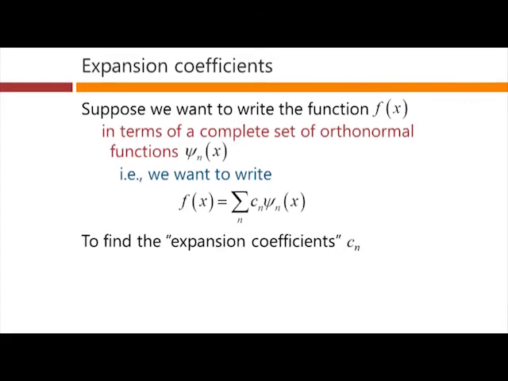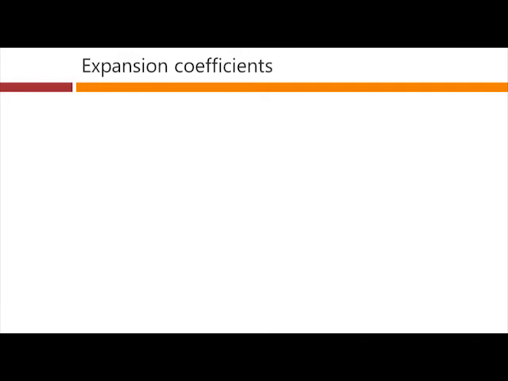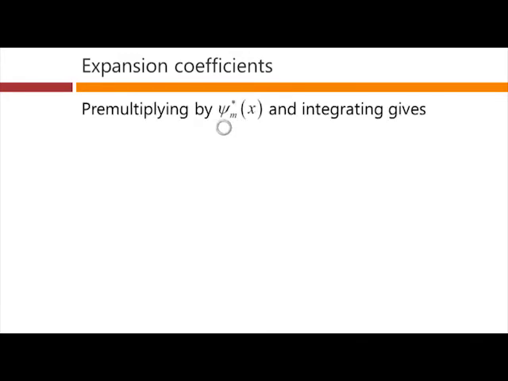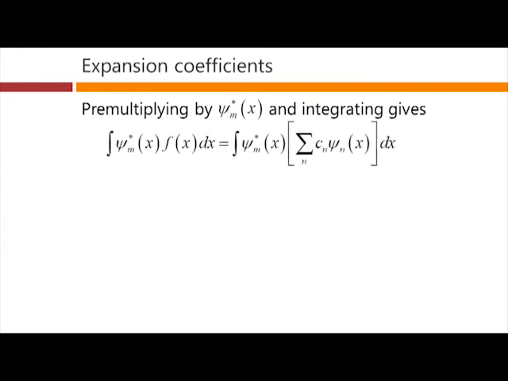To find these expansion coefficients, Cn, it's actually quite simple. We pre-multiply both sides by psi m star of x, and we integrate. Let's see that at work. We pre-multiply by psi m star of x and integrate, and that gives us, on the left, this integral here. On the right, we've substituted for f of x with the expansion. Then we flip round the order of the integrals and the summations, which works for the kinds of functions we're looking at here. So now we've got a sum over n of Cn times these integrals.